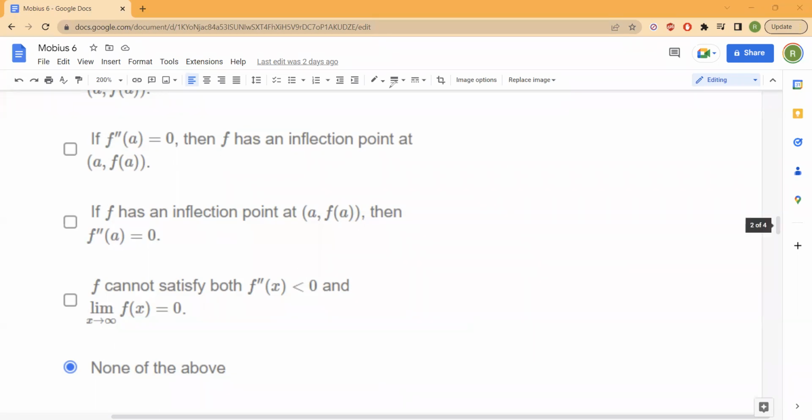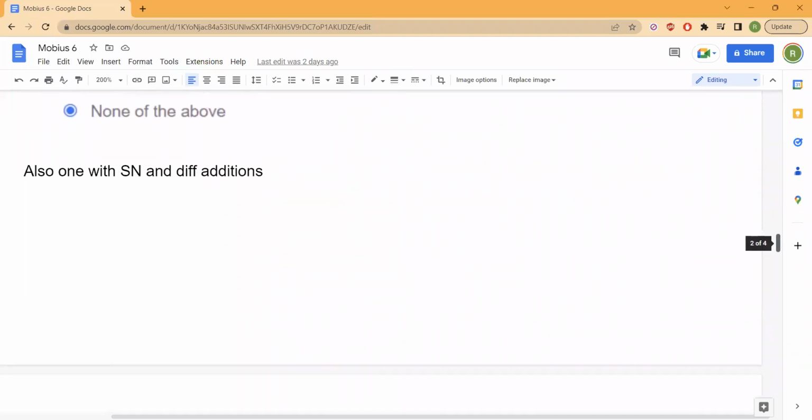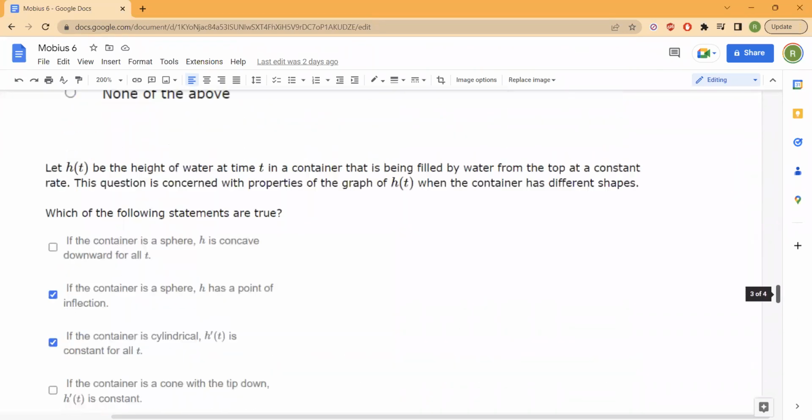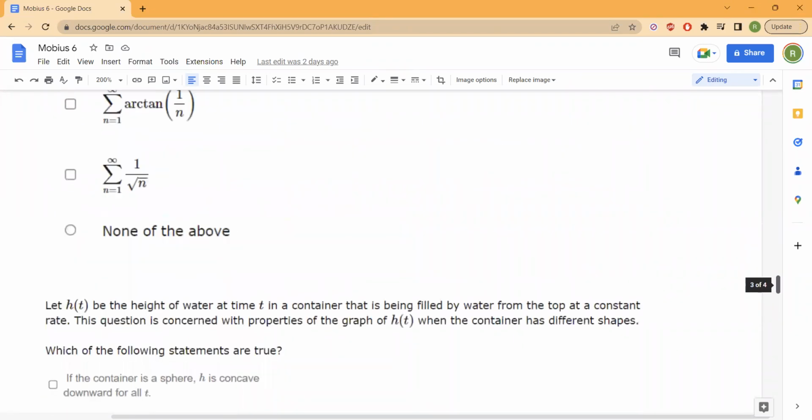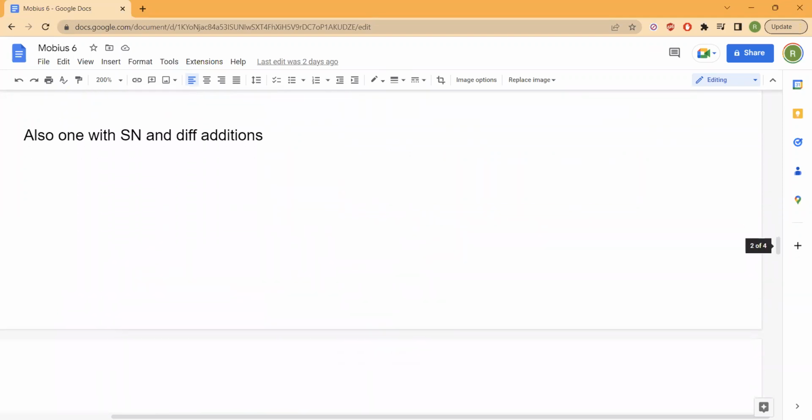Okay, let's continue. Okay, I think I have that Sn one. I added it at the end. Did I not? Oops. Okay, I missed one. Over here, it says also one with Sn and diff additions. So I believe that question looked something like this.